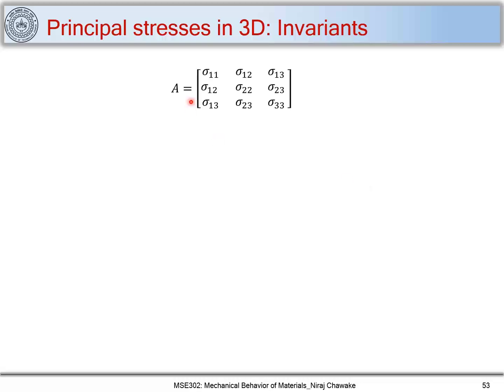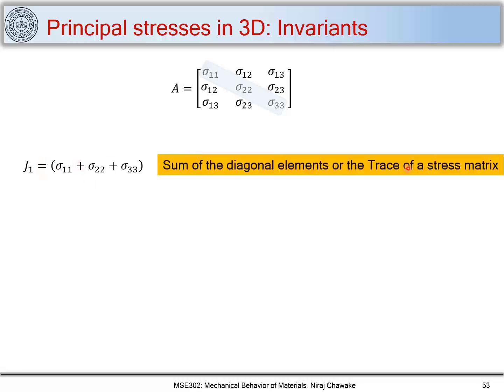So let me write down my stress matrix, and then let me write down J1 equal to sigma 11 plus sigma 22 plus sigma 33. So this is nothing but the summation of your diagonal elements. And remember your basic engineering mathematics classes. So J1 is nothing but the trace of the stress matrix. Okay. Now let me write down J2.